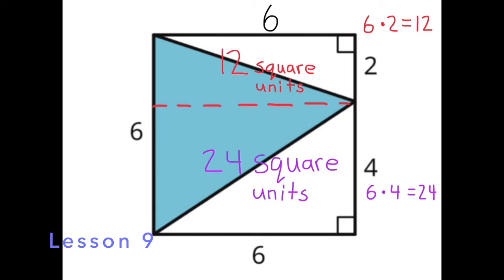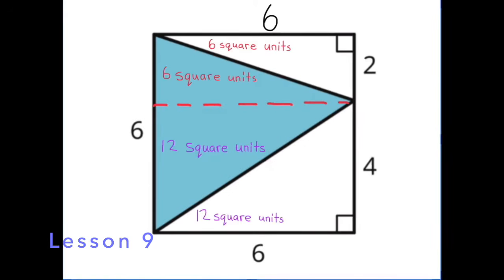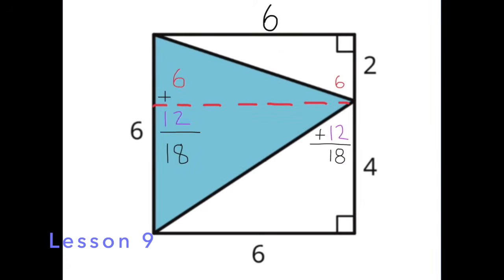Each of the rectangles consists of 2 triangles, and the area of each of those triangles would be exactly half of the area of the rectangle. The areas of the triangles in the top rectangle are 6 square units each, and the areas of the triangles in the bottom rectangle are 12 square units each. The entire shaded region would be 6 square units plus 12 square units, which would equal 18 square units.